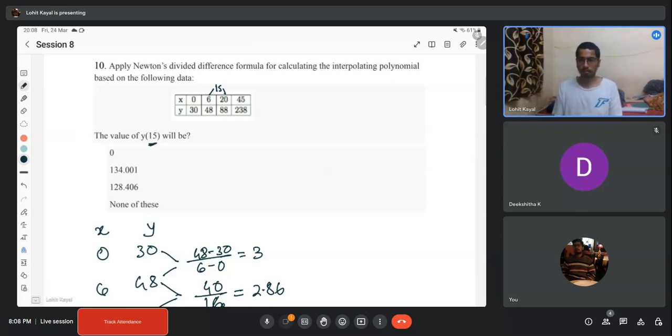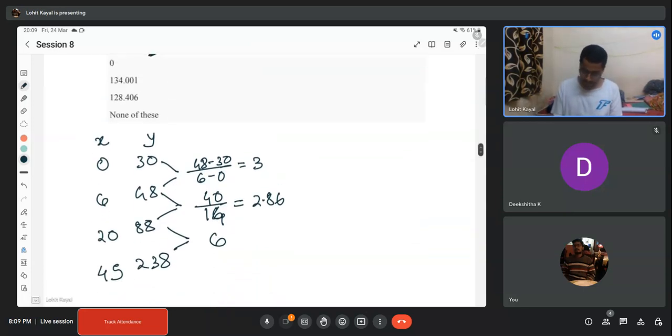You can work on this too with these 2 points. If you want a quadratic polynomial, you can work with these points, 0, 6, and 20, because 45 is far away. And if you want a cubic polynomial, then you will also include this point as well. All right, so let me just finish this table.